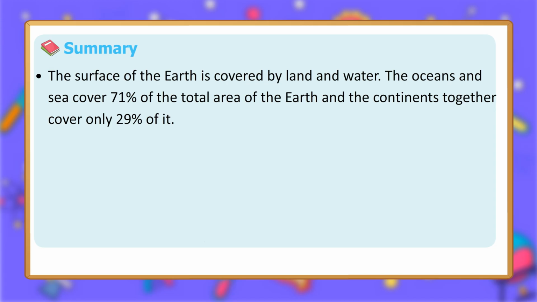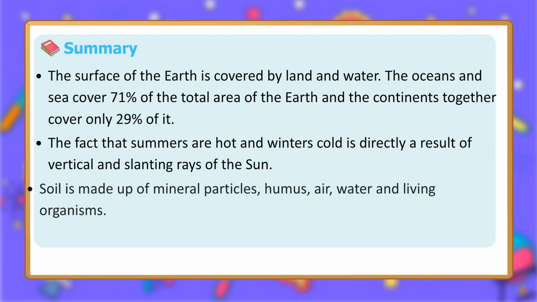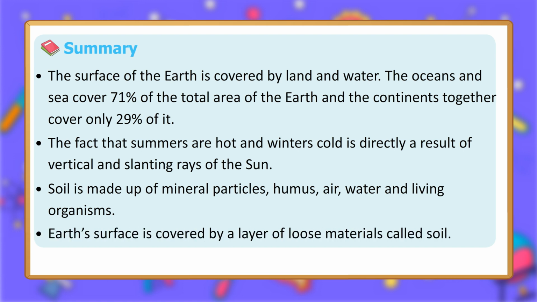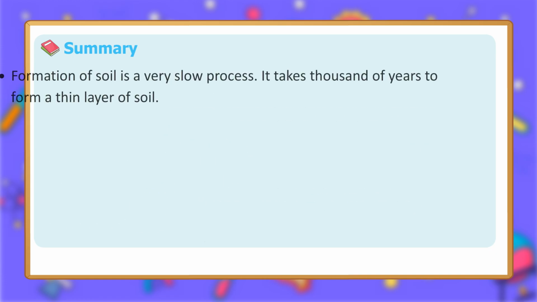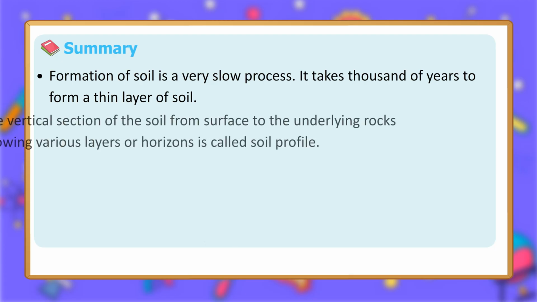The oceans and sea cover 71% of the total area of the earth and the continents together cover only 29% of it. The fact that summers are hot and winters cold is directly a result of vertical and slanting rays of the sun. Soil is made up of mineral particles, humus, air, water and living organisms. Earth's surface is covered by a layer of loose materials called soil. Formation of soil is a very slow process. It takes thousands of years to form a thin layer of soil.